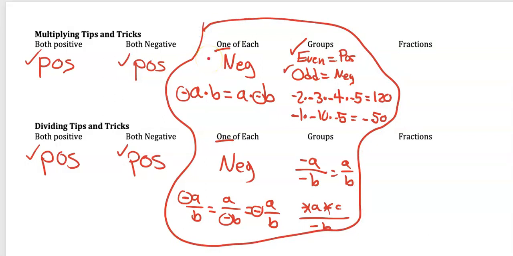There you go. All right, let's talk about fractions. Multiplying and dividing fractions are probably the easiest of all the fraction operations because you simply multiply straight across when you multiply fractions.